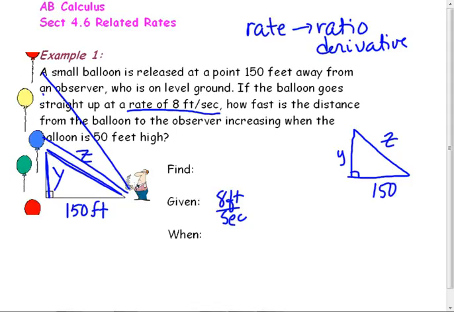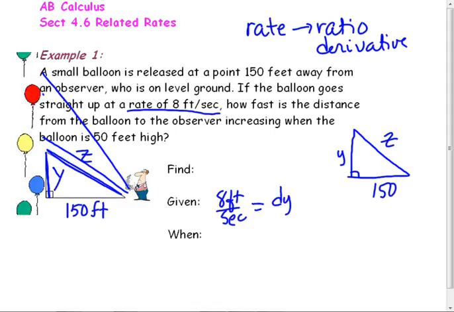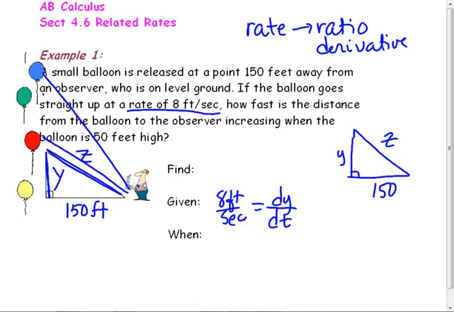Now, what is the 8 feet per second? Adam? Grant, what's the 8 feet per second? Put your phones away, please. Derivative of what? Y. Good. This is the change in Y. As what changes? Seconds is a measure of what? Time. These are rates of change. We're talking about velocities here. How does the height change, dy dt, as time changes?